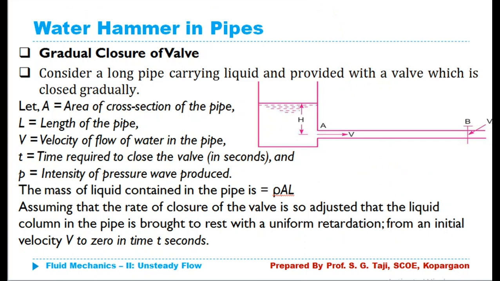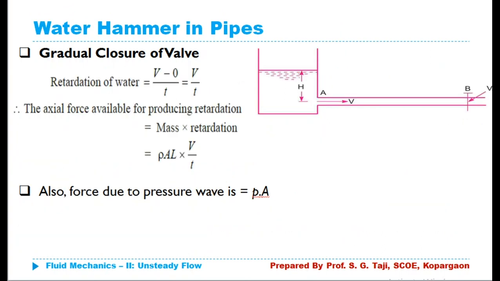First, we need to define the pressure forces or forces acting due to the formation of the water hammer effect. The first force which is going to act due to the retardation, as we know, the force is given by F is equal to mass into acceleration. So mass into acceleration.